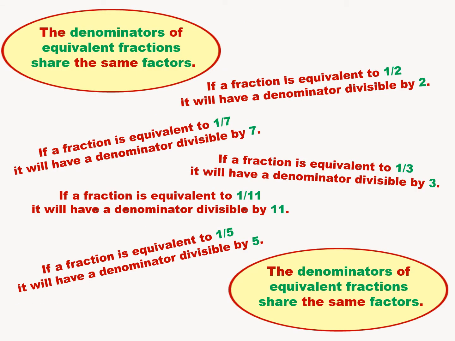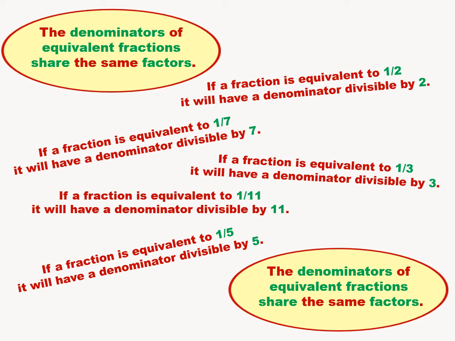In truth, it's quite easy to find these equivalent fractions because the denominators of equivalent fractions always share the same factors. If a fraction is equivalent to 1/2, it will have a denominator divisible by 2. If a fraction can be equivalent to 1/7, it will have a denominator divisible by 7. If a fraction is equivalent to 1/3, it will have a denominator divisible by 3.